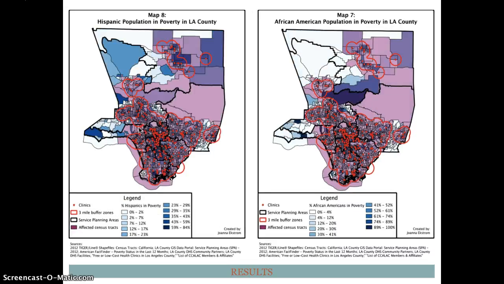And then these are 2 maps showing the Hispanic population in poverty and the African American population in poverty in LA County. So among Hispanics, they are 47.9% of the population of the county, and 22% of them live in poverty. And 99% of the Hispanic population in poverty lives in a census tract intersecting a 3 mile buffer zone around a clinic. And among African Americans, they are 8.4% of the population of the county, and 22% of them live in poverty. And of those in poverty, also 99% live in proximity to a clinic. So that's good.